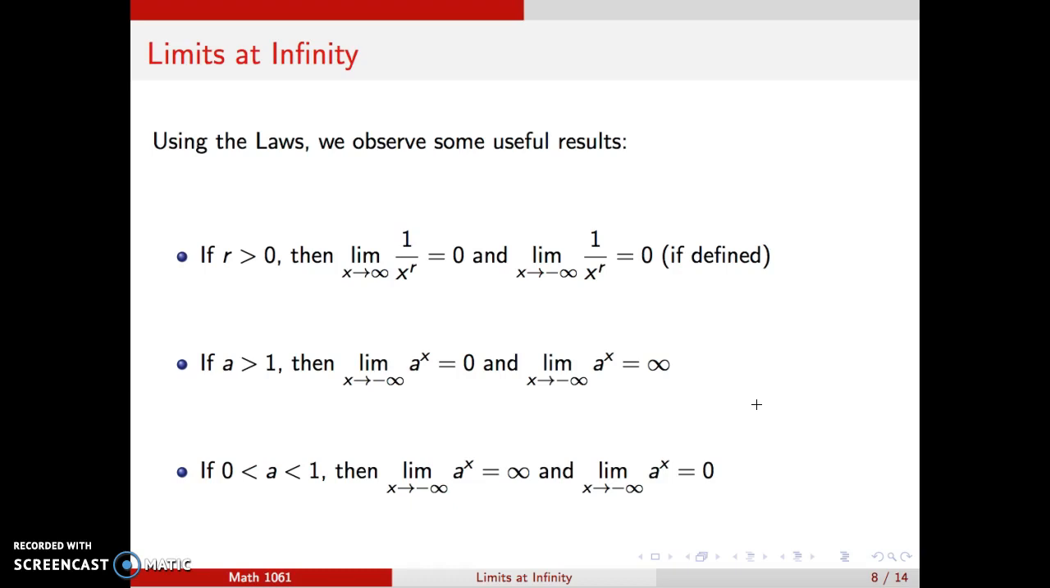Couple extra results here. These two have to do with basically exponential functions. You can make sense of those if you just think about what those graphs look like.